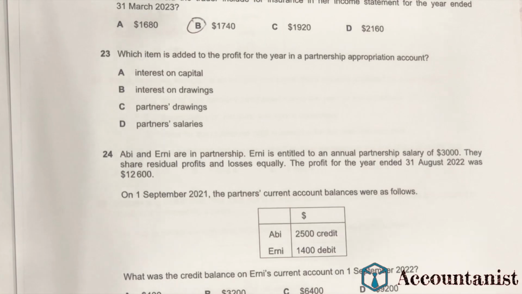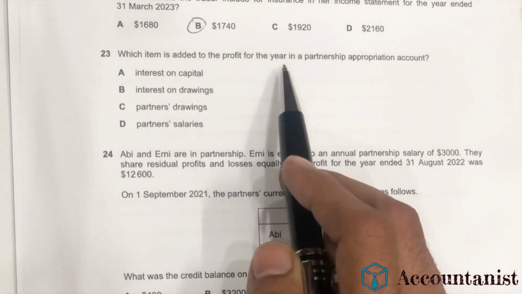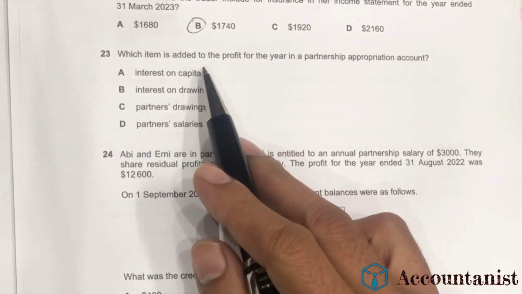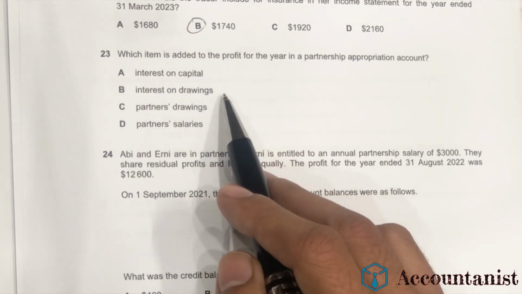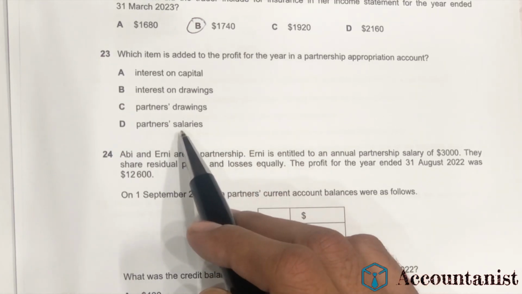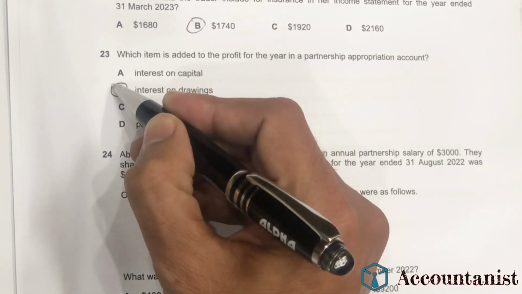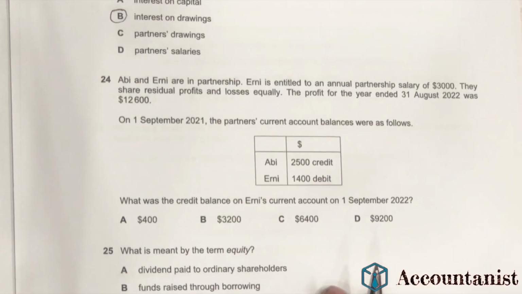So question number 23 says, which item is added to the profit for the year in the partnership appropriation account? We only add the interest on drawings. Interest on capital is deducted, partner drawings we do not record, and partner salary is also deducted. So the right option for this is interest on drawings. Moving on to the next question, question number 24.